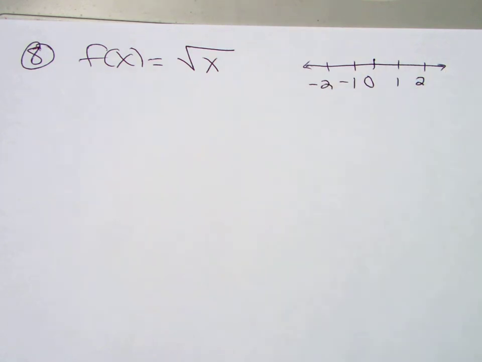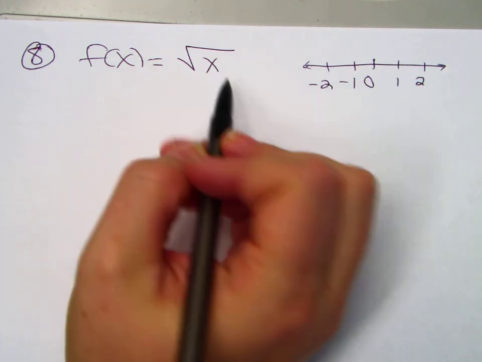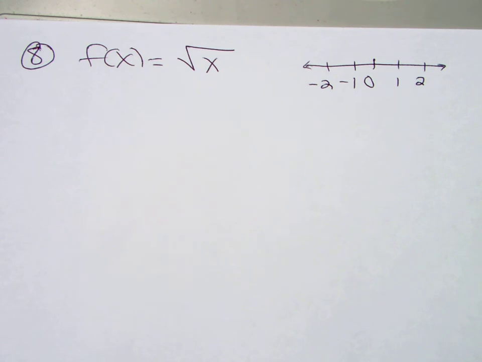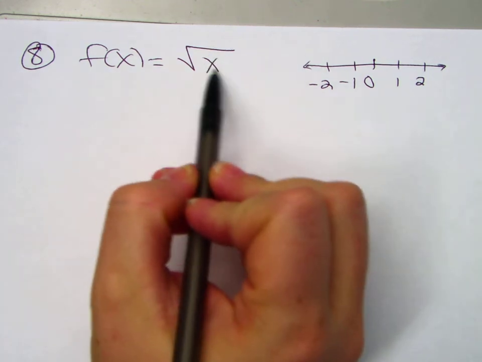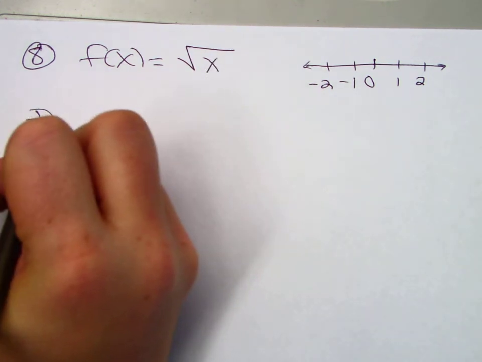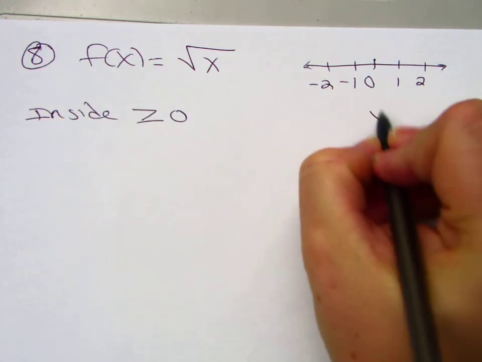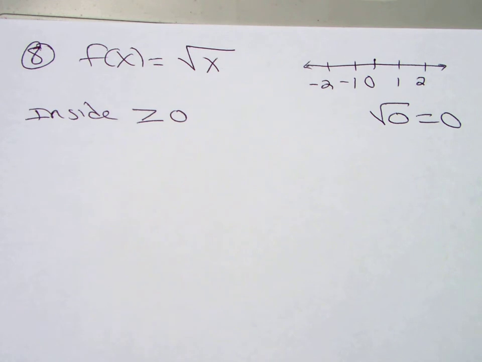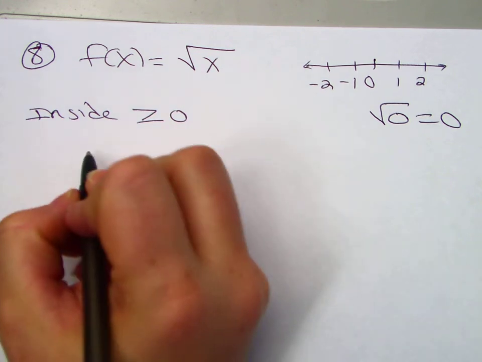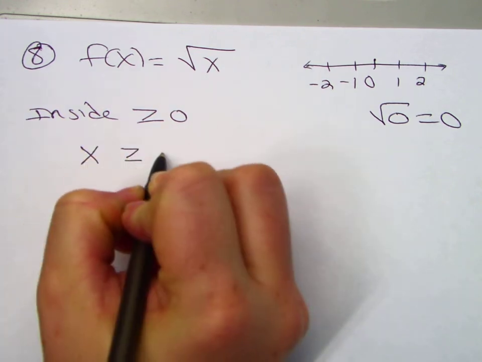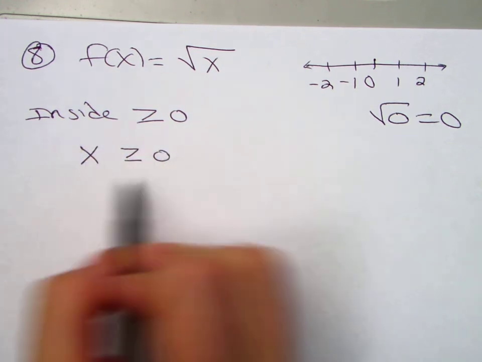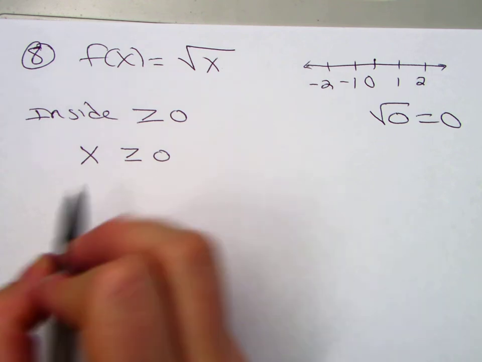So it's very similar because a lot of students say, oh, just set the inside equal to 0. Technically what we need is for the inside to be greater than or equal to 0. Remember, you can take the square root of 0. A lot of students think you can't. So what's the inside here? x is greater than or equal to 0. So that's actually the domain, but I like writing it as an interval.